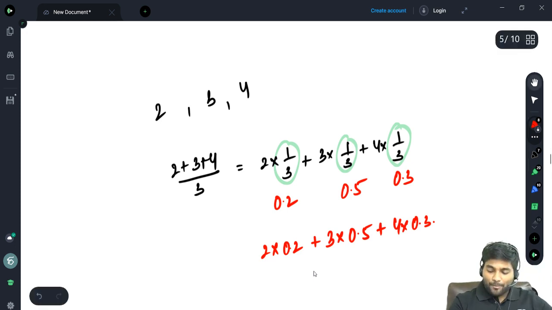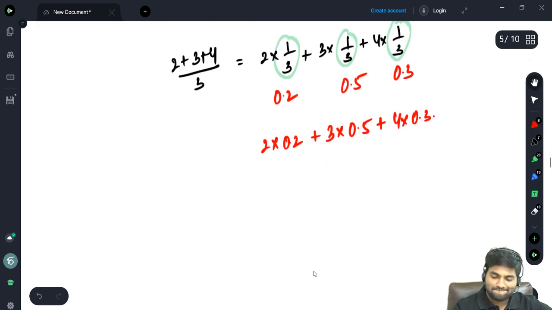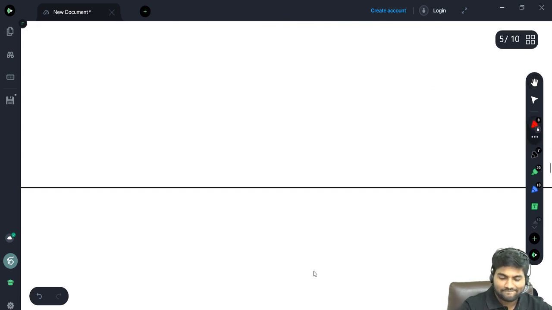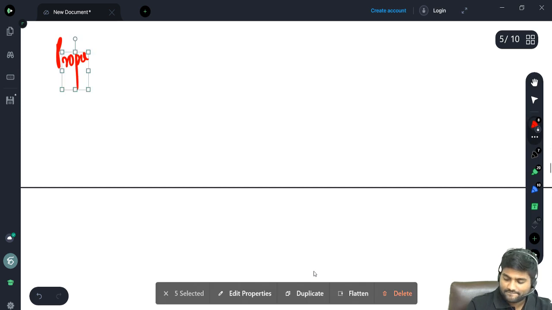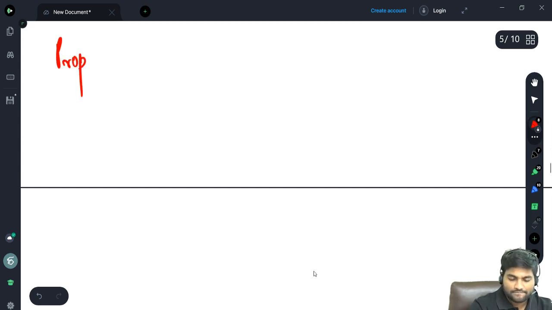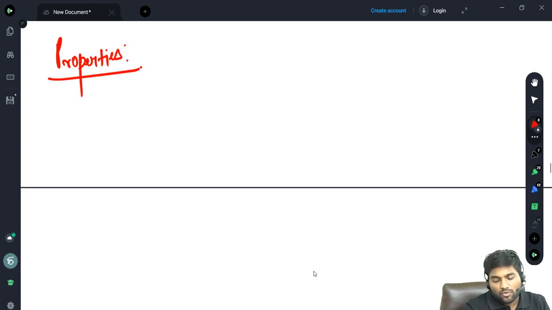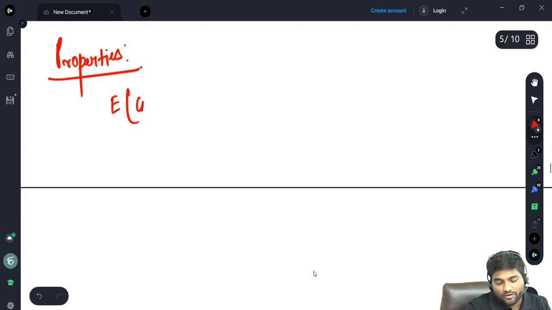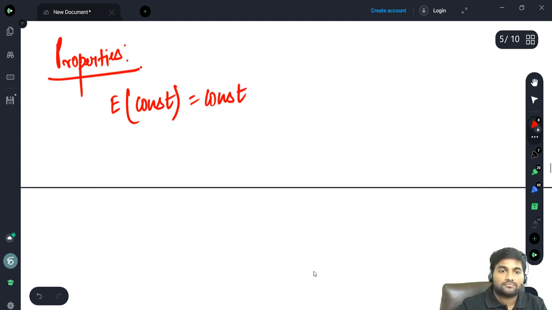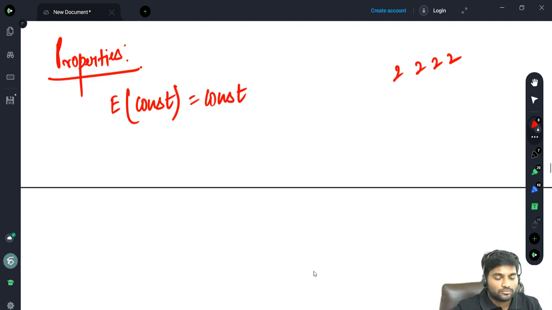Now please put the heading properties. Expectation of a constant is constant. 2, 2, 2, 2. What is the mean? 2.